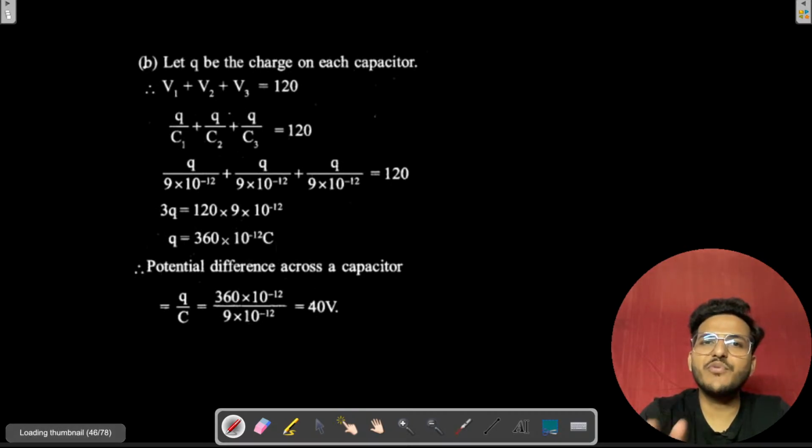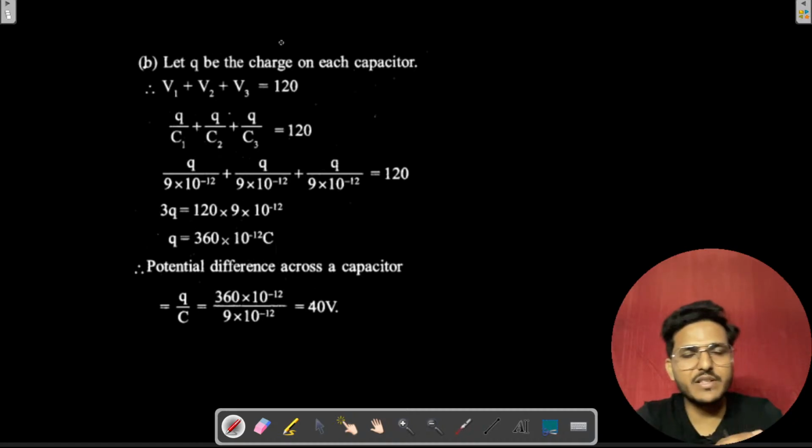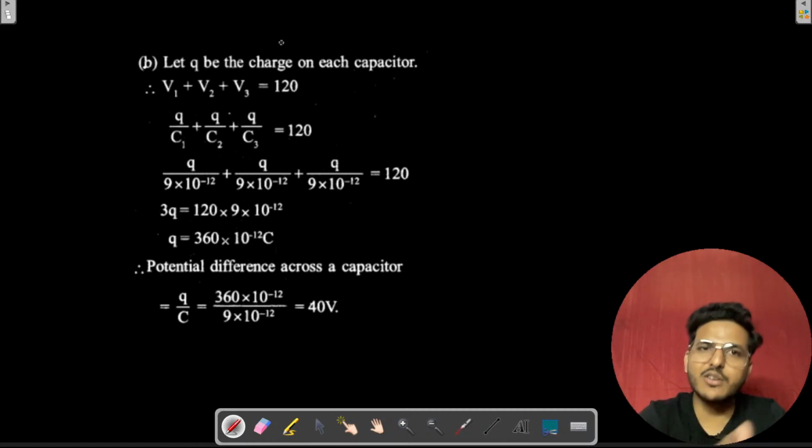And if we want to calculate the potential difference across each capacitor, what will it be? As you know, in a series combination, the potential divides across the capacitors. So we have V1 plus V2 plus V3. And what is V1?